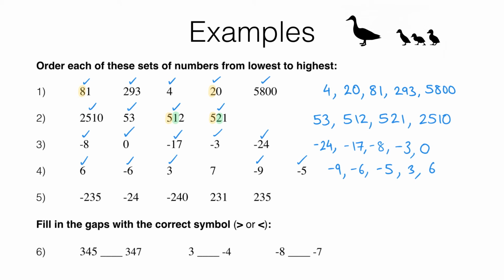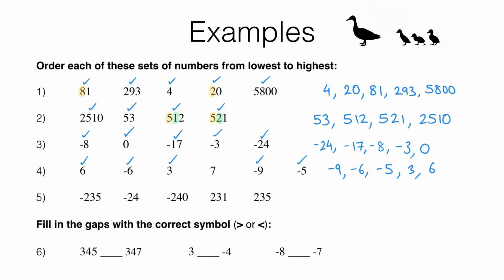In question 5, we have got 3 negative numbers and 2 positive numbers. So going from lowest to highest, we need to have the 3 negative numbers first in the correct order, and then we'll have the 2 positive numbers. Let's focus on these negative numbers. -235 is 235 steps below 0. -24 is 24 steps below 0. And -240 is 240 steps below 0. So let's think about which one is furthest below 0. Well, this one is only a 2-digit number, so it can't be -24.